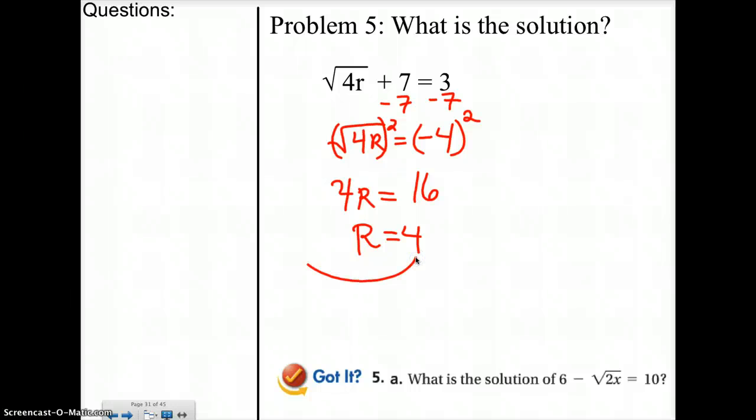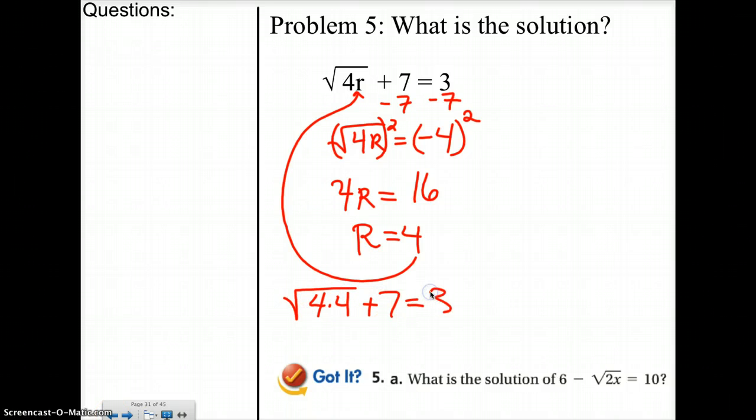Okay? So now watch what happens when I go check this. Back up to the top. When I go check this, I get the square root of 4 times 4 plus 7 is equal to 3. The question is, is this true? Well, definitely not. The square root of 16 is 4, plus 7 is 11. So we would call this, again, an extraneous solution.